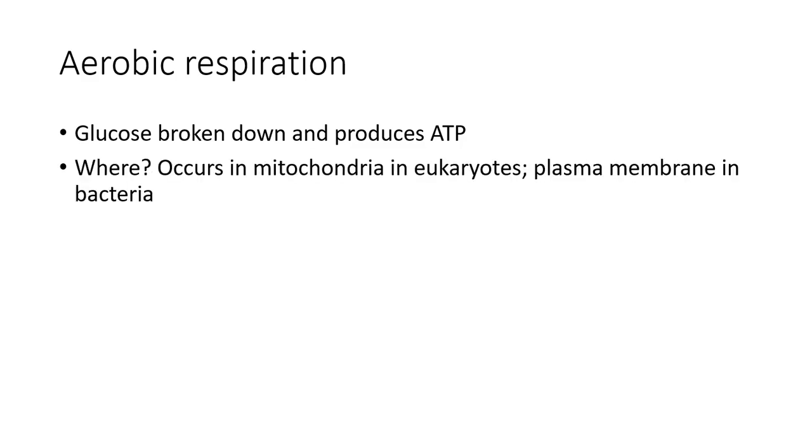Where does aerobic respiration take place? It happens in mitochondria in eukaryotes, which is why mitochondria are so important, and it happens at the plasma membrane in bacteria.